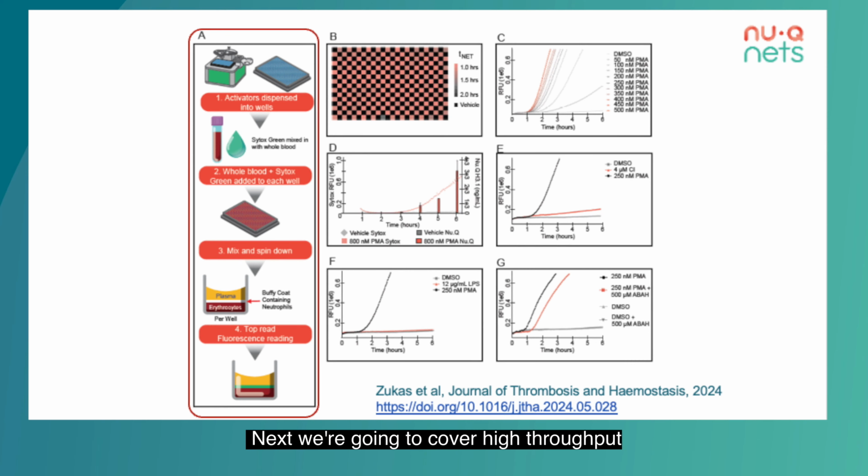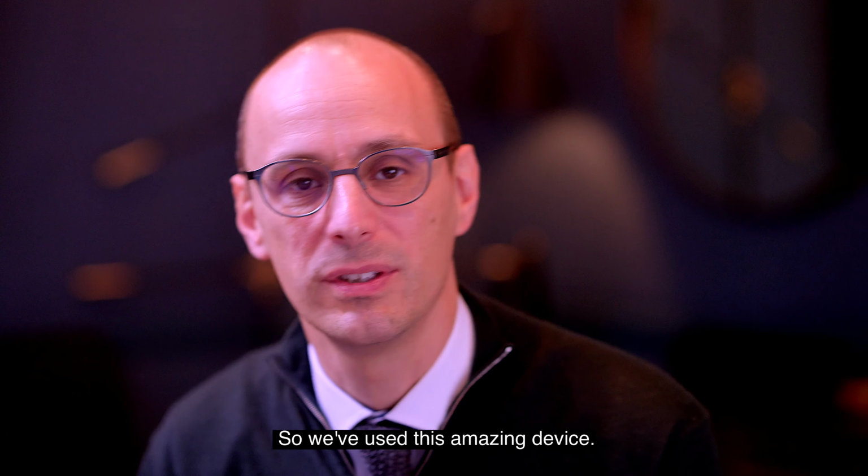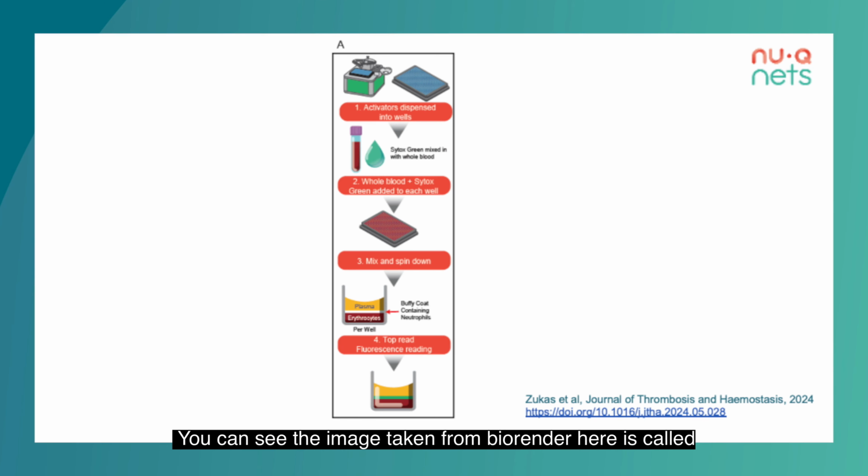Next, we're going to cover high throughput screening of factors to induce NETosis. Again, this is taken from the Zukas paper published in the Journal of Thrombosis and Haemostasis. The problem with the last method I was talking about is it takes a long time to prepare the cells. It's an artificial method, and it's just very laborious and time consuming. So we've used this amazing device. You can see the image taken from BioRender here. It's called a Mantis, and we're dealing with a 384 well plate. So you can test 384 individual wells at the same time.